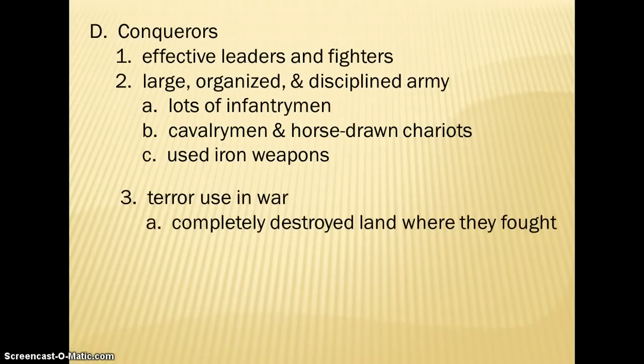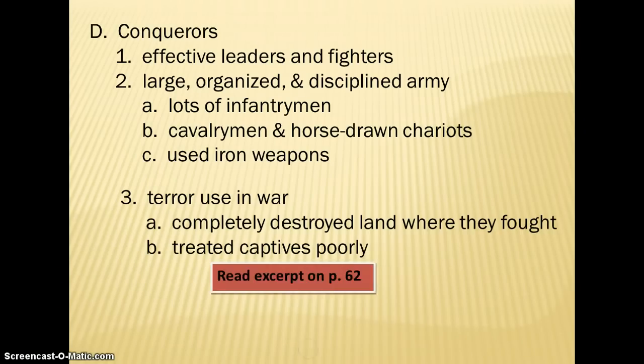And so they used the idea of fear and terror quite a bit. They destroyed the land where they fought and took over. They treated anybody that they conquered as slaves, and they were treated very poorly.